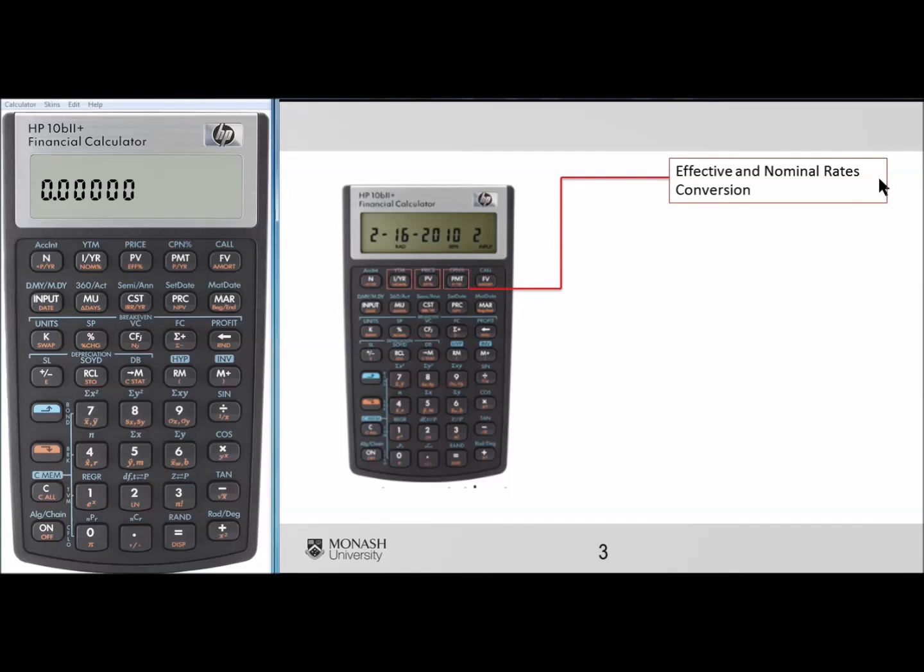Effective and nominal rate conversion. In this section, I will bring you through the concept of effective annual rate, EAR, and nominal interest rate, and how we are going to convert the nominal into effective annual rate or vice versa using the calculator functions.